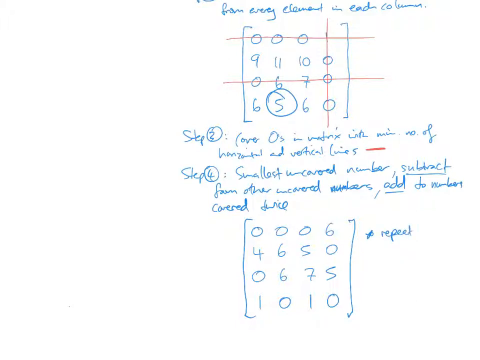Repeat step 3 now, which is cover zeros in the matrix with a minimum number of horizontal and vertical lines. So look for multiple zeros first. That's 3 in a row, 2 in a column, 2 in a row, and 2 in a column.